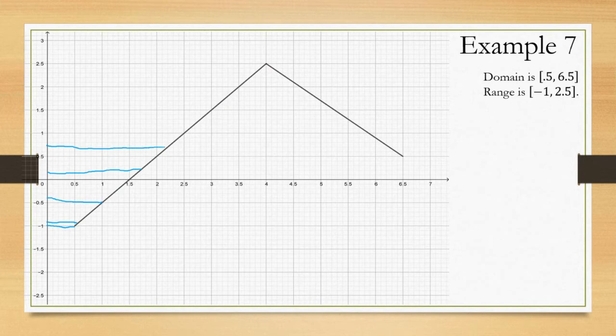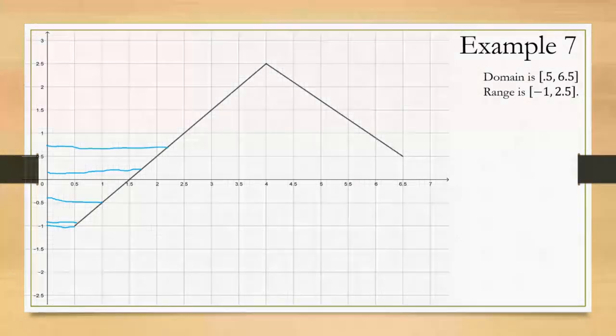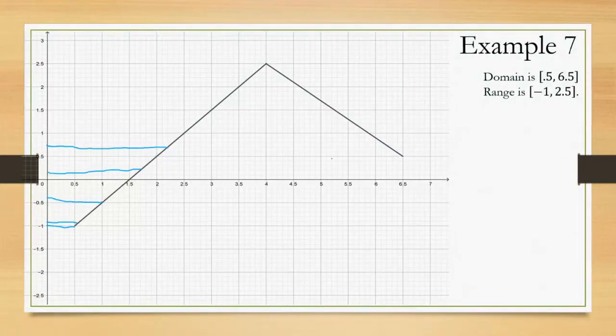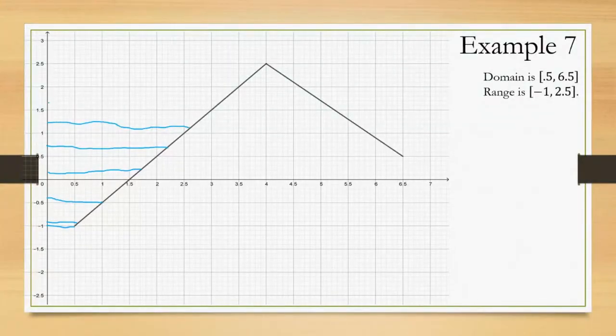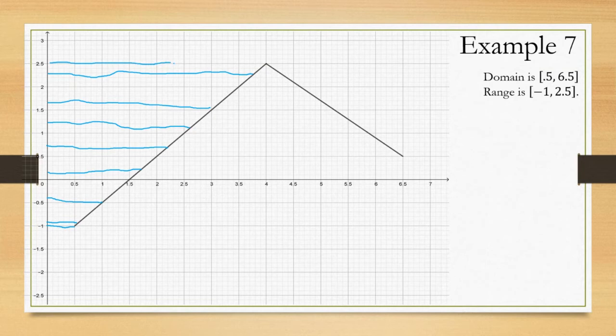Now, notice I could keep going to this part over here, but I don't have to because all we care about is the range. So I'm stopping once I hit the graph. Once I get to the graph, I just stop. Once I get to the top here, the peak, so to say, there we go, now we're good. So it looks like we get -1 to 2.5.